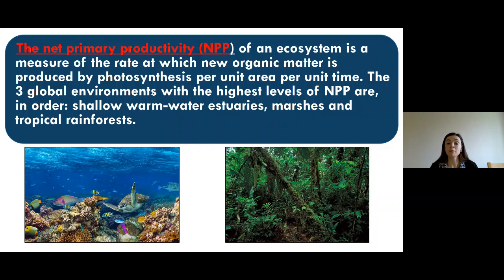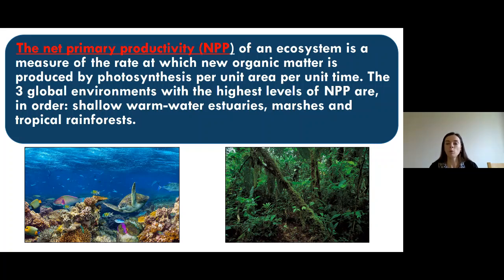An NPP of an ecosystem is a measure of the rate at which new organic matter is produced by photosynthesis per unit area per unit time. The three global environments with the highest levels of NPP are, in order, shallow warm water estuaries.